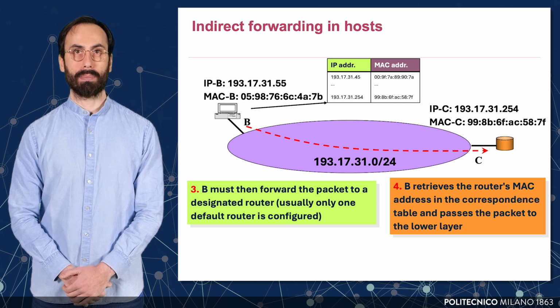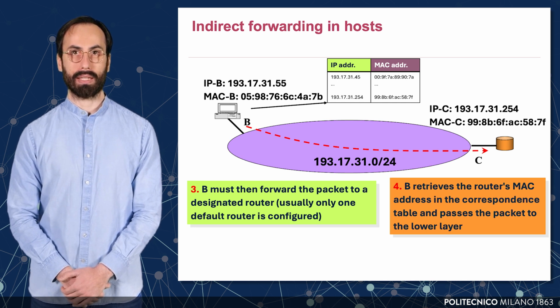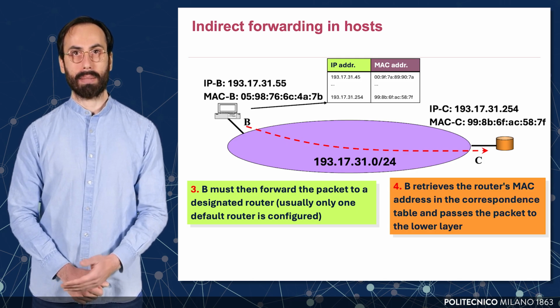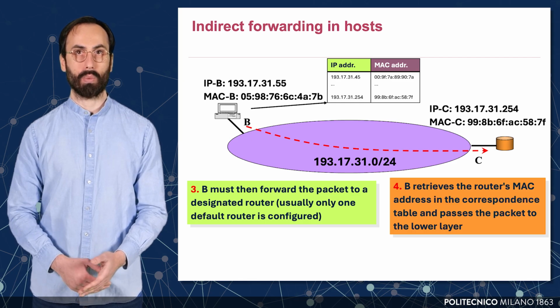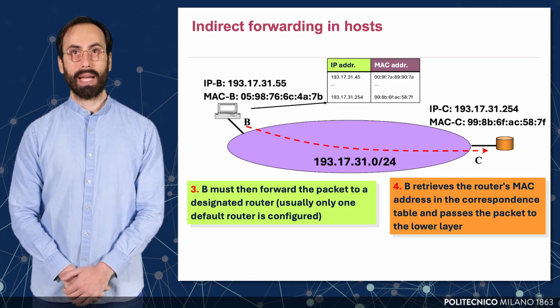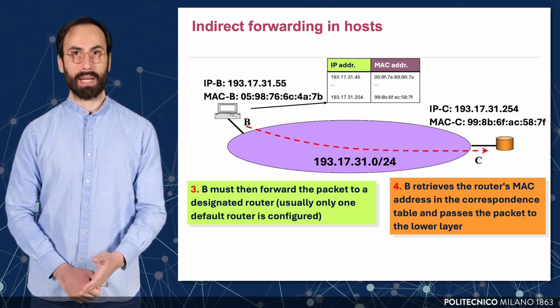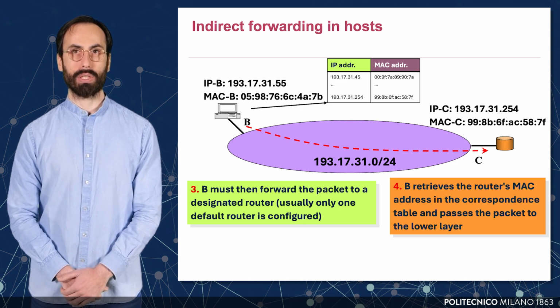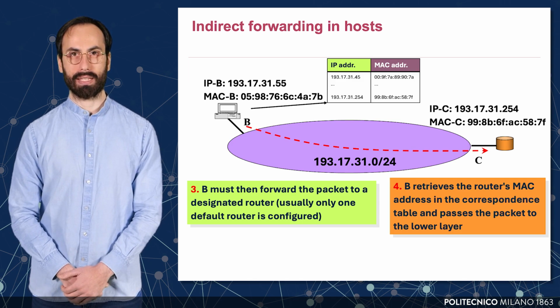Since the destination IP is outside host B's network, it needs to forward the packet to its default gateway, router C. To do that, B looks up the MAC address of the router in its IP MAC correspondence table. Once retrieved, B passes the packet down the stack. The IP packet remains addressed to the final destination, but the frame is built with the router's MAC as the next hop destination at Layer 2.